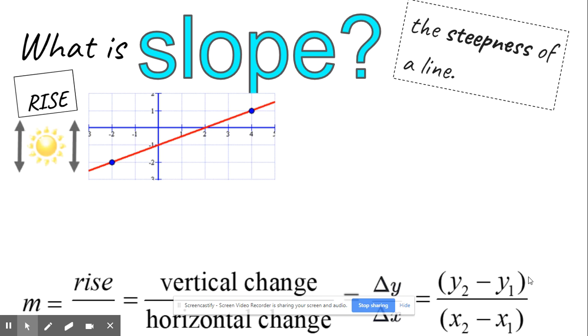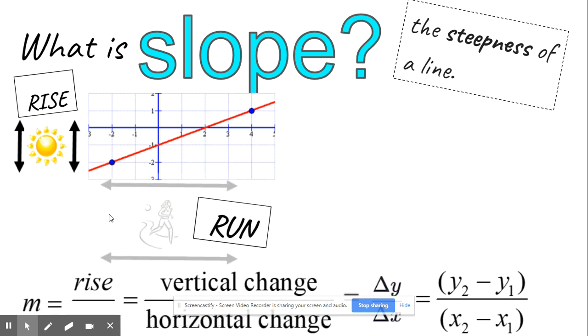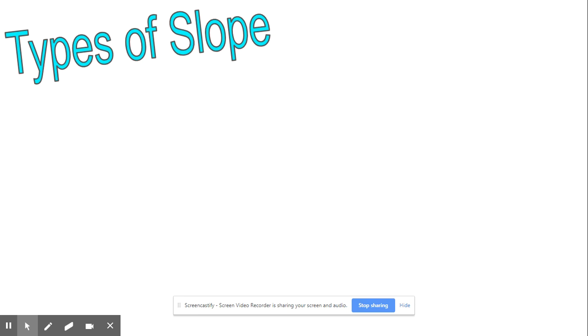So again, our rise, I like to use the little sun. So you can rise in either direction. You can either go up or down. And then over your run, so left or right. So your rise over your run.